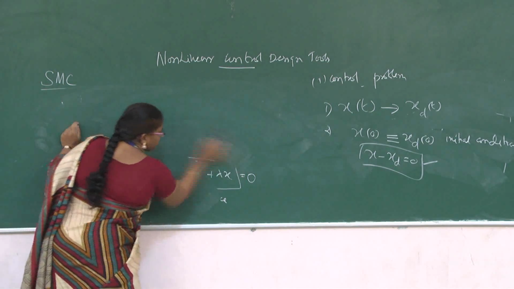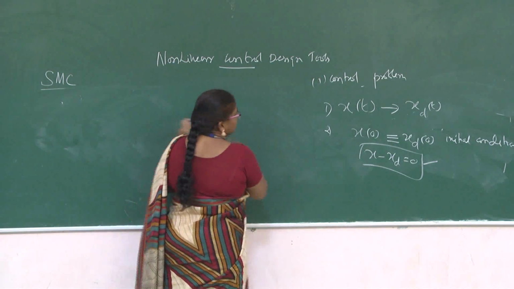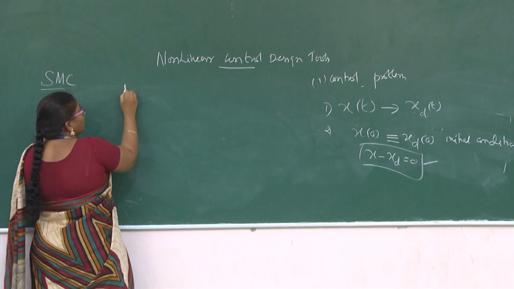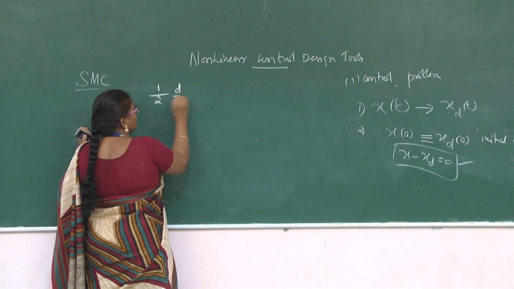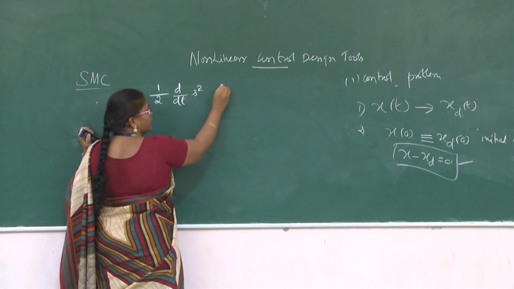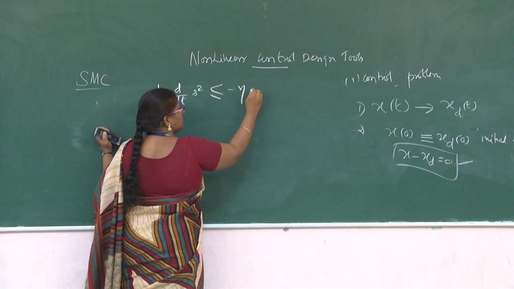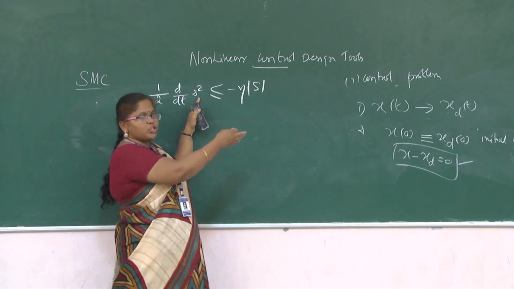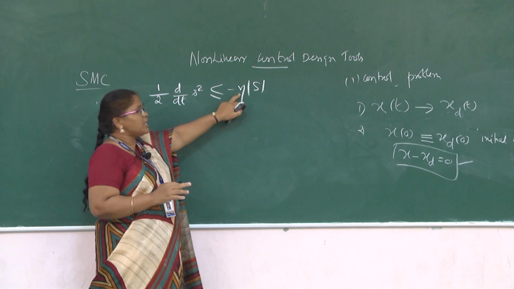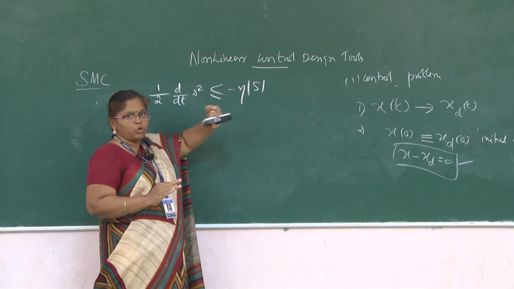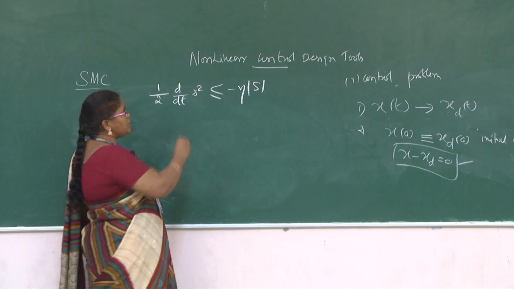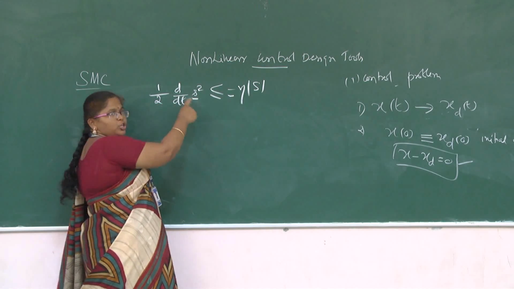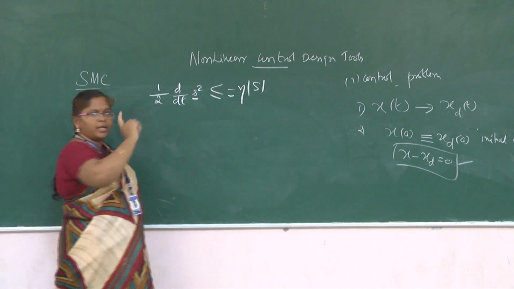So for that, let me take this equation: 1/2 d/dt of s squared is less than or equal to minus eta modulus s. Actually, s is our s of t, the scalar function which I have defined, and eta is a positive constant. So this equation shows that, because s includes what? s includes x and then xd.